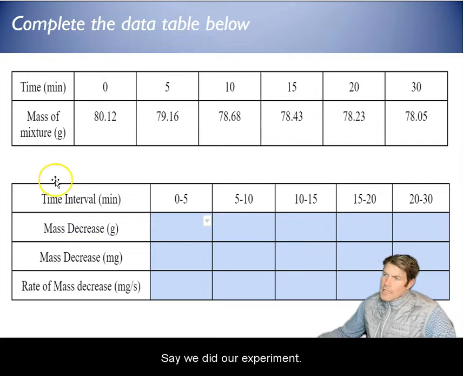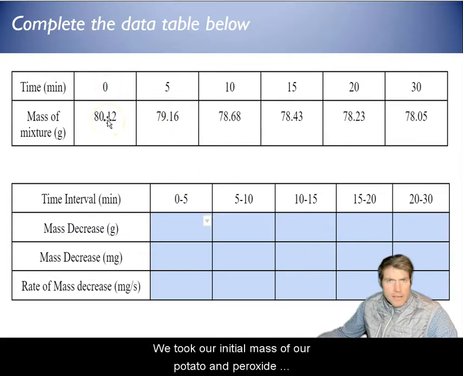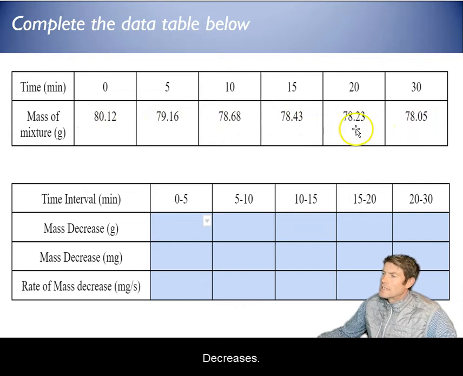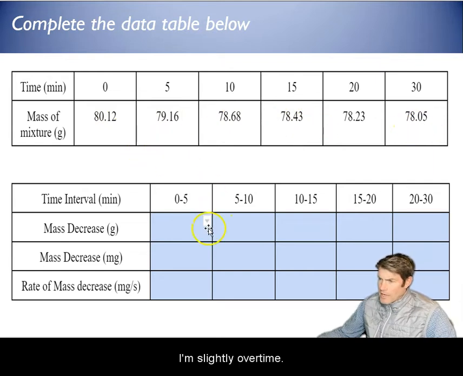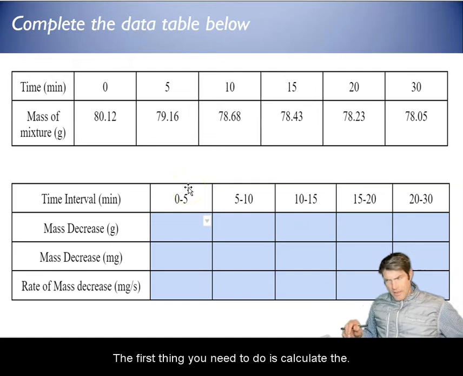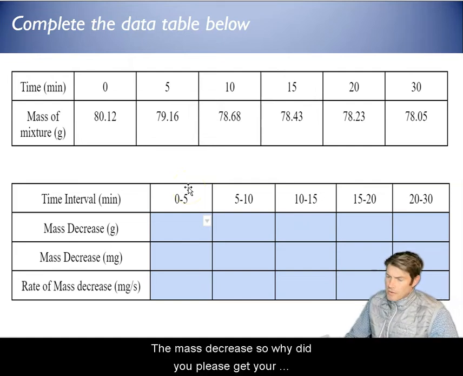So say we did our experiment. We took our initial mass of our potato in peroxide solution with the beaker. It's 80.12 grams, and then you'll see it decreases slightly over time. So the first thing you need to do is calculate the mass decrease.